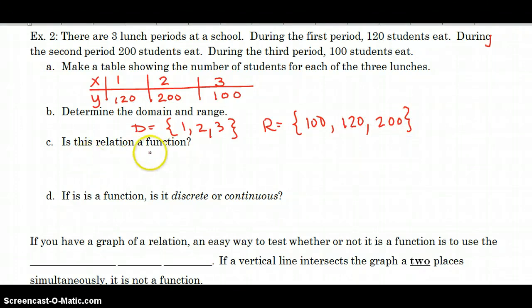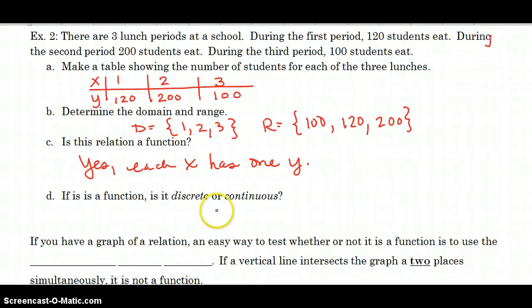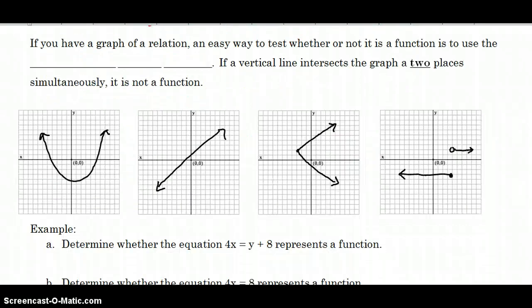All right. Is this relation a function? Yes, because each x has one and only one y. Is it discrete or continuous? Well, because we jumped around, we went 1 to 120, then 2 to 200, and then 3 went back down to 100. It's not going to be a straight line, and it's not going to be a curve. So if it jumps around a lot, we call that discrete. It's not continuous.